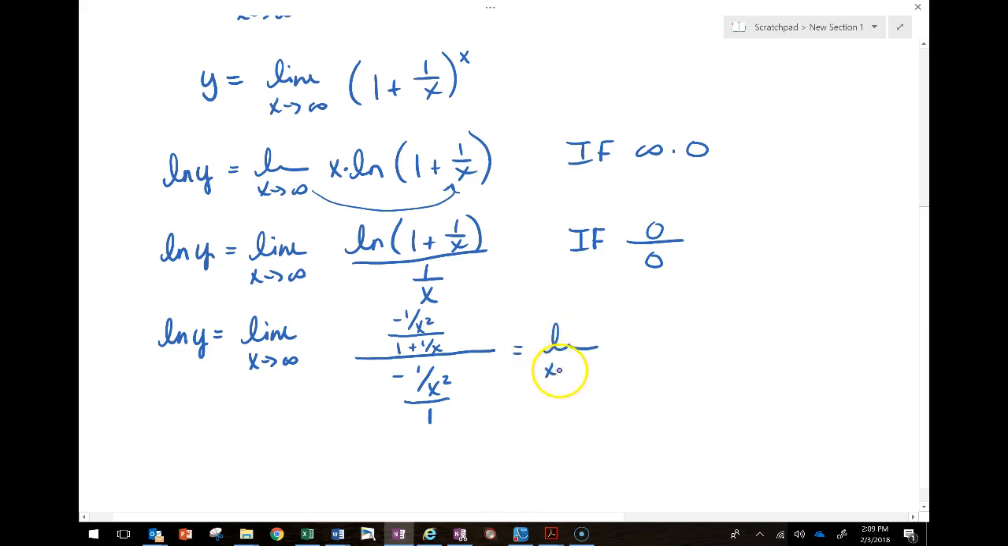I have the limit as x goes to infinity. The negative 1 over x squareds conveniently cancel. And so I'm going to take a look at the limit of 1 over 1 plus 1 over x, which is equal to 1. Now that's what the natural log of y equals, not what the limit itself equals, and so we solve for y, and the answer is e. Pretty cool. There's our proof that this limit does approach e.